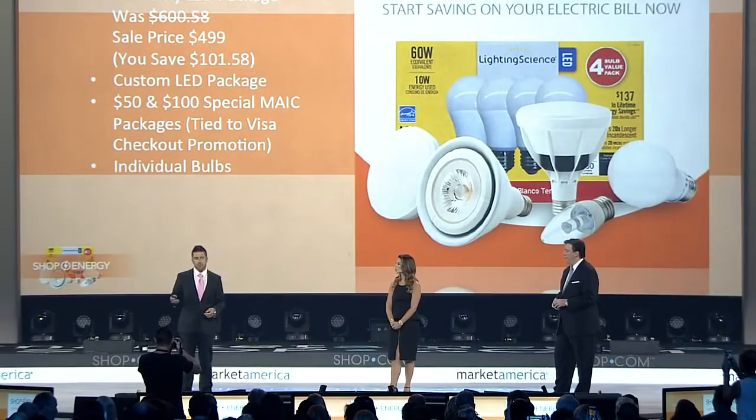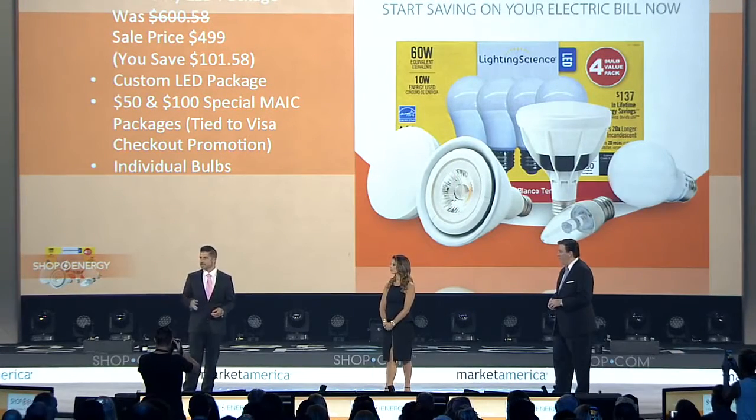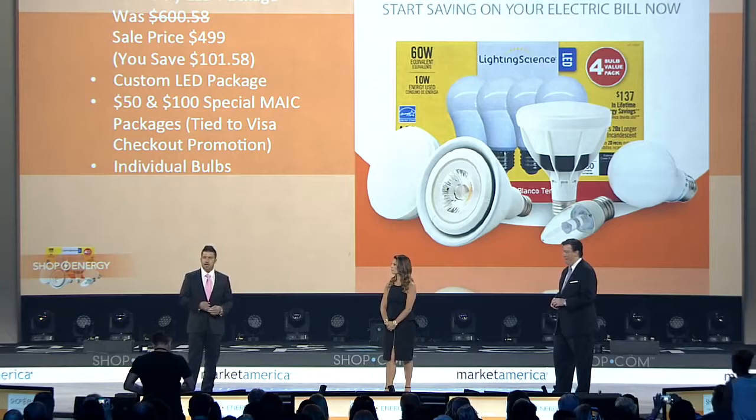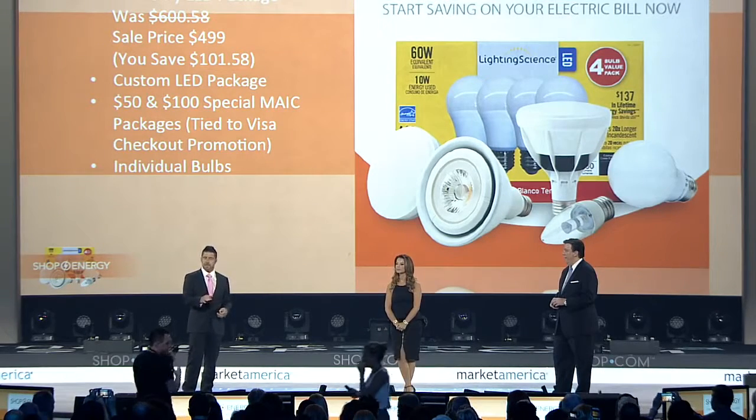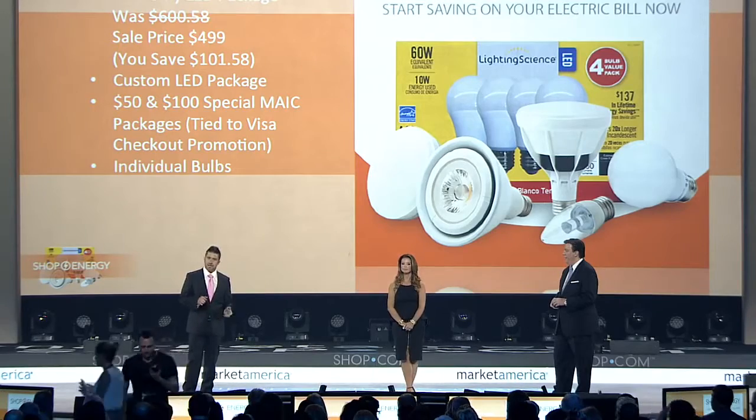So with the LED option, we have a number of packages that we're offering. We have an economy kit that's a $600 value that we're selling for $499. We have a custom package where you can customize to your house the exact number of bulbs, the exact type of replacement. And then actually during this convention, we're only offering it here, we're offering a $50 and $100 Visa checkout promotion. So you can buy a $50 bundle that's actually $70 worth of light bulbs, or a $100 bulb bundle, which is $129 worth of light bulbs, for $50 or $100.